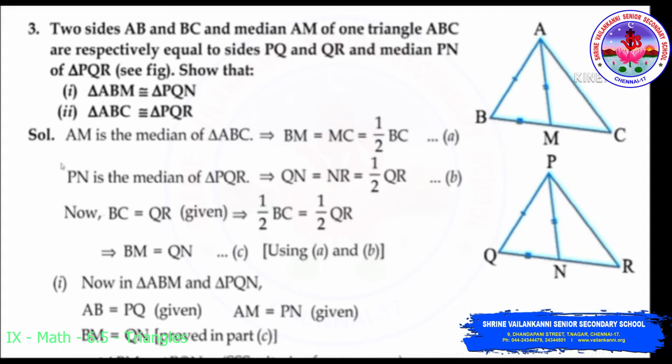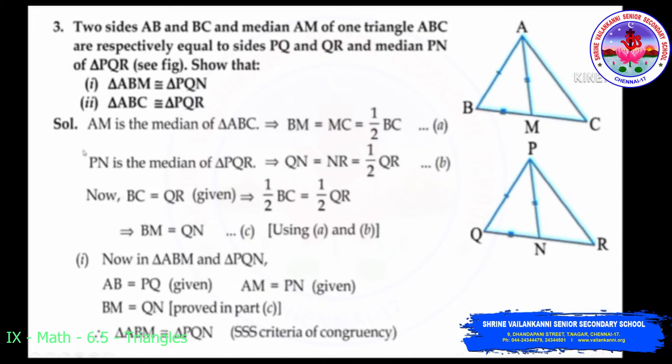Going to multiply half on both sides. I am writing half of BC as BM, and similarly, half of QR as QN. In triangles ABM and PQN, AB is equal to PQ. The second point we got is BM is equal to QN, and AM is equal to PN, that is, the medians were equal. So we are going to use the SSS criteria of congruence. Triangle ABM is congruent to triangle PQN.